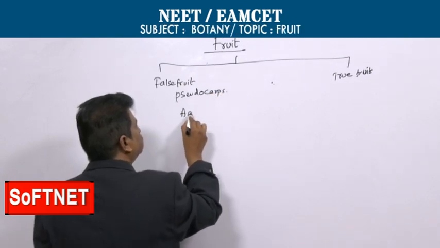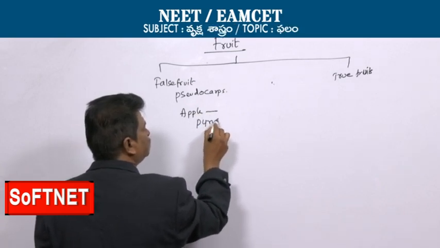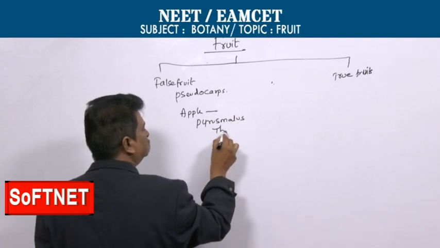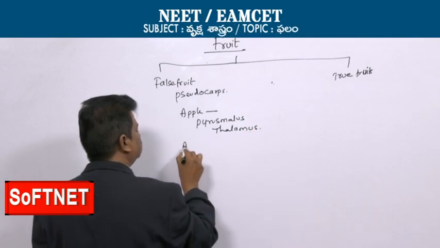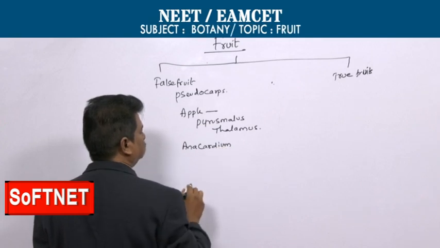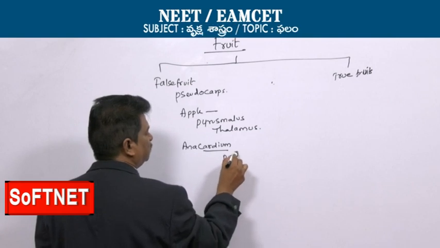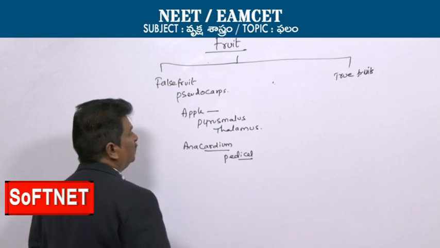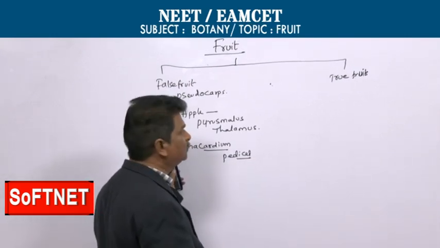Examples for false fruit: one is apple, scientific name Pyrus malus. In apple, the edible part is the thalamus. And the second one, Anacardium, cashew nut, in which the edible part is the pedicel. These are about false fruits.